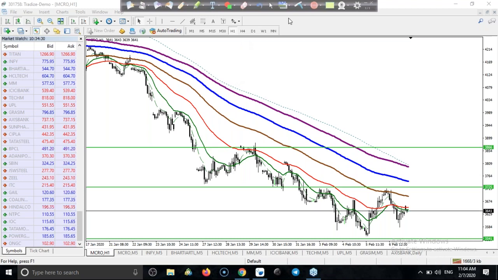All right. Now, the first question is that in the stock market, there are thousands and thousands of stocks. It is very difficult to find out in which stock today or tomorrow we are going to trade. That is the biggest problem for everyone.